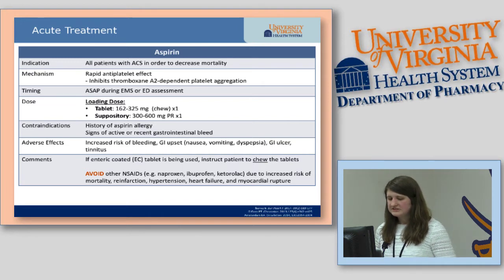There are some reasons not to take aspirin, and that would be primarily a sign of an active or recent GI bleed, as this medication can cause an increased risk of bleeding, as well as GI upset and GI ulcer, so we don't want to exacerbate that.